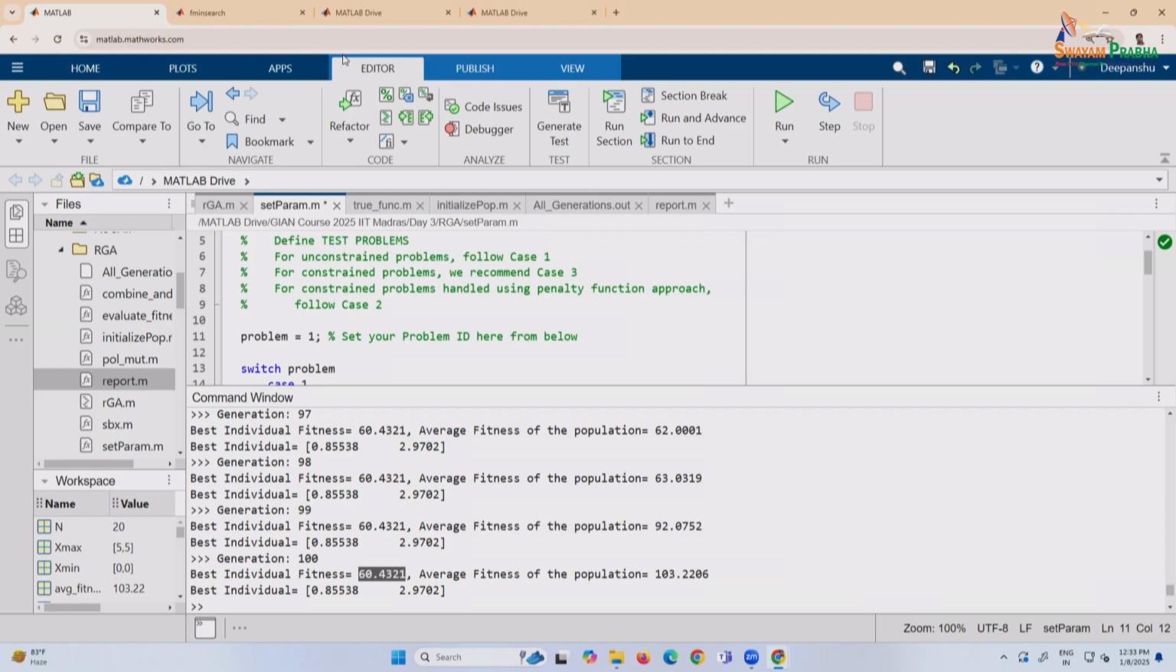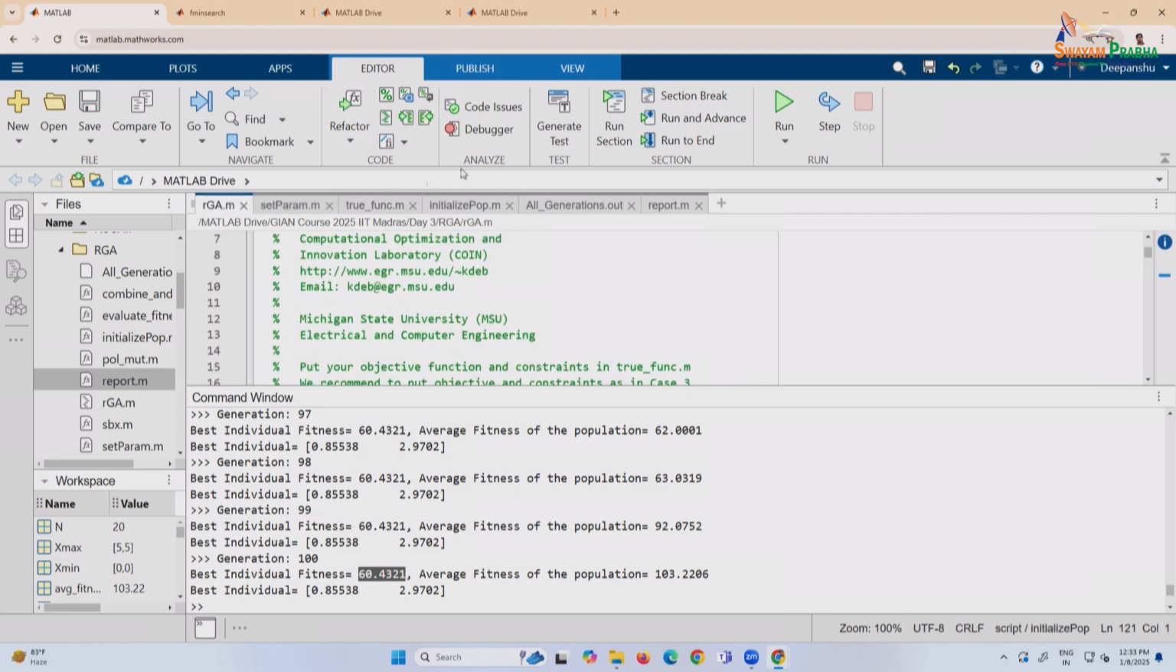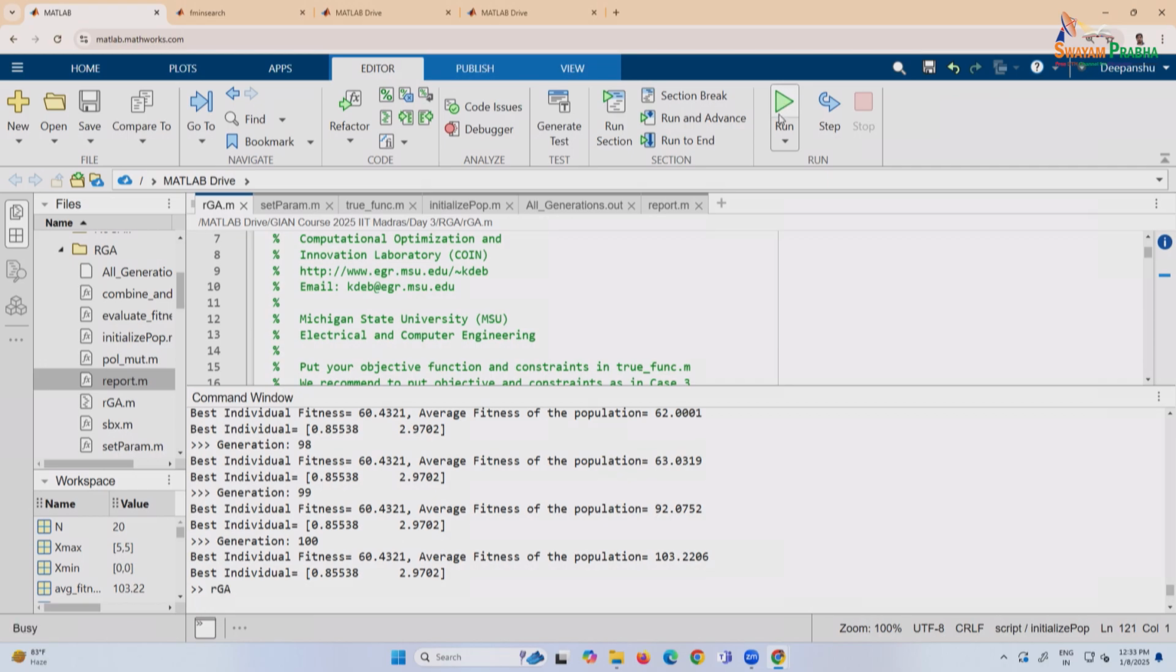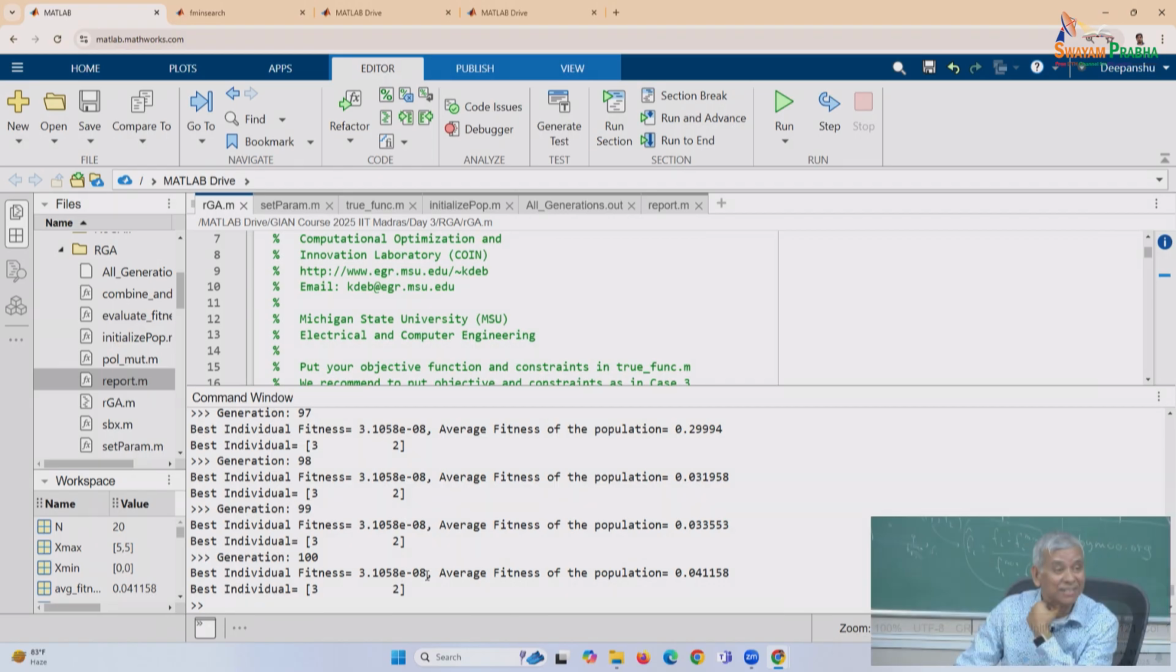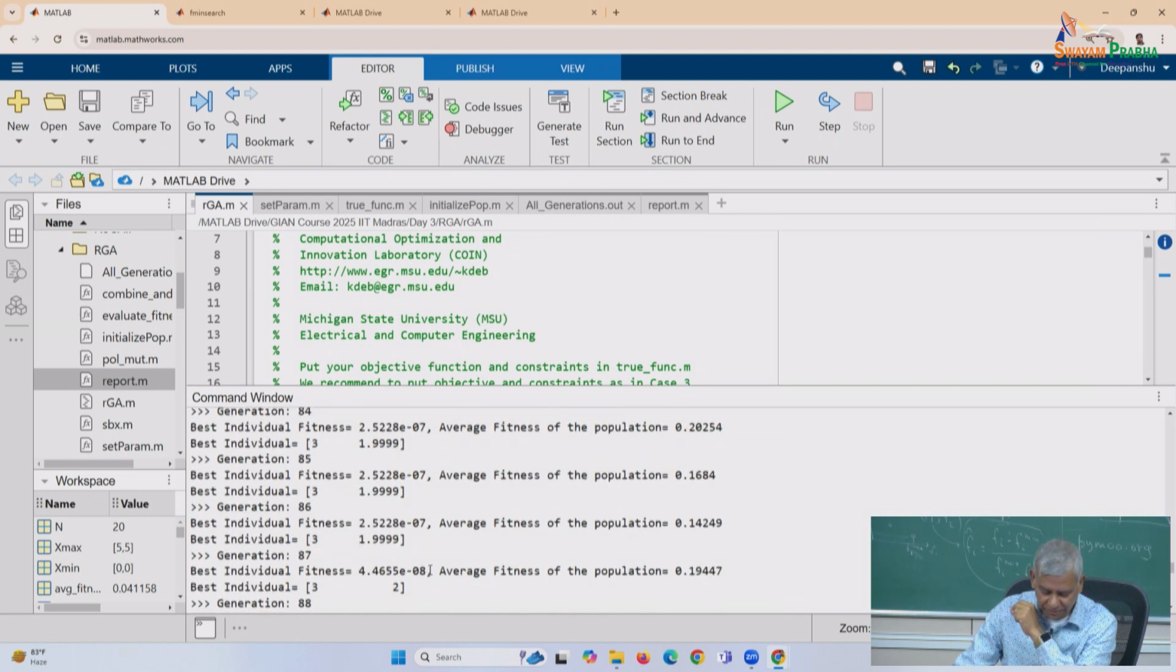Okay, so I'm going to save it, Control S. And now I'm going to go RGA and first run that. Fortunately it's running. And you got 3,2. I told you it was 3,2, right? You see the function value minus 8. It's supposed to be 0, very, very small.